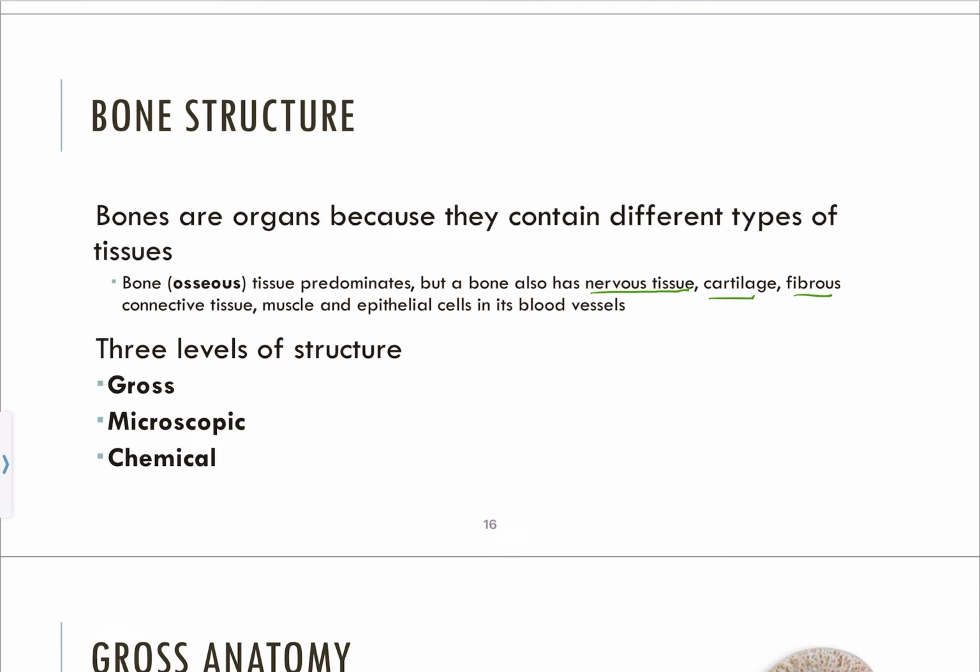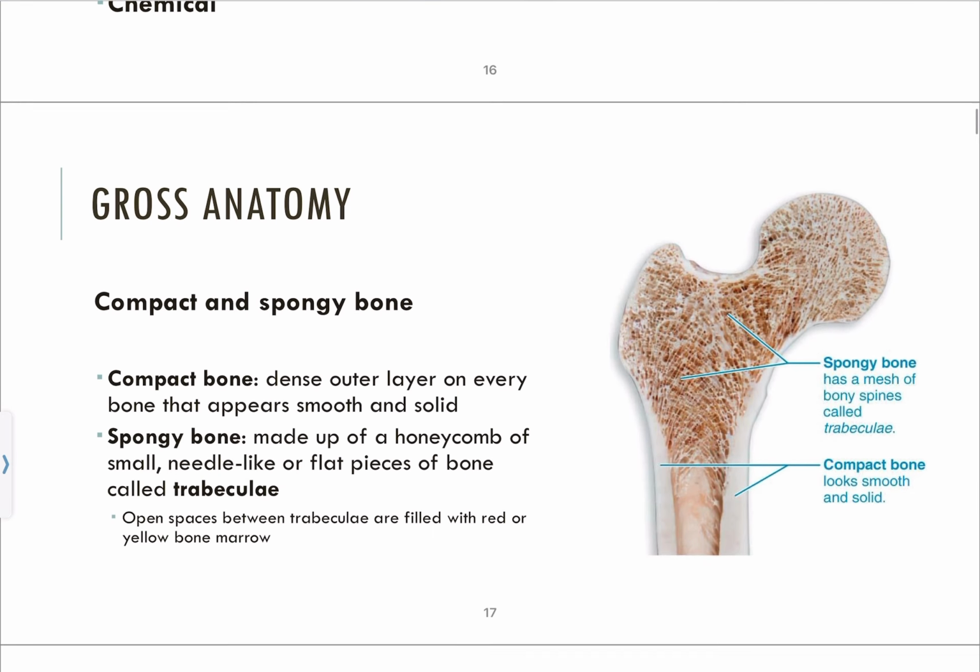When we talk about the structure of bone, there's three levels in which we can talk about it. Gross structure, those would be structures that we can see with our naked eye. We also have microscopic structures, which we would need a microscope to identify, and then the chemical composition or structure of bone. So we're going to start with gross anatomy.